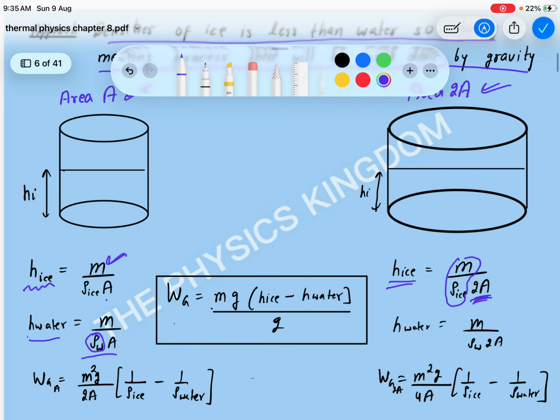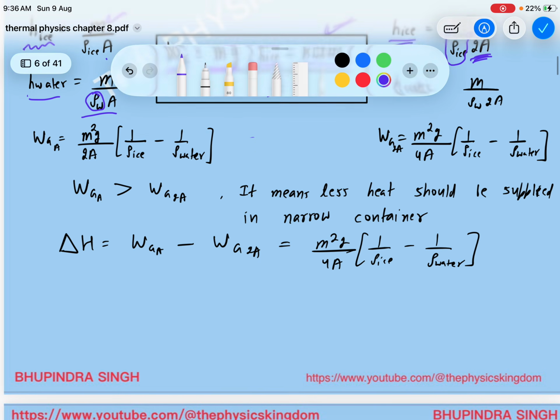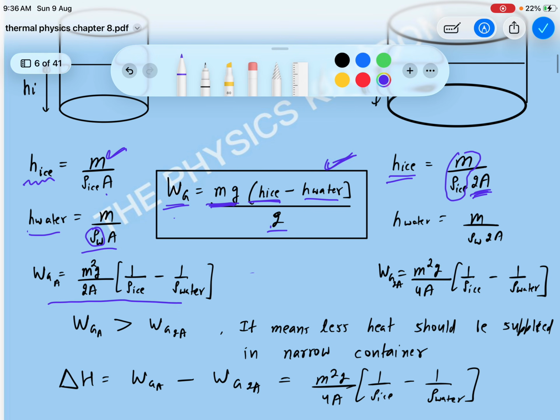Okay, so work done by gravity. For either of these containers, work done by gravity is mg times the change in height of the center of mass. The center of mass is at the midpoint, so it is height of ice by 2 minus height of water by 2. So that is the work done by gravity in the two cases. Using this formula, I get the work done by gravity in container 1 and in container 2. To melt, the heat requirement m into L is the same.